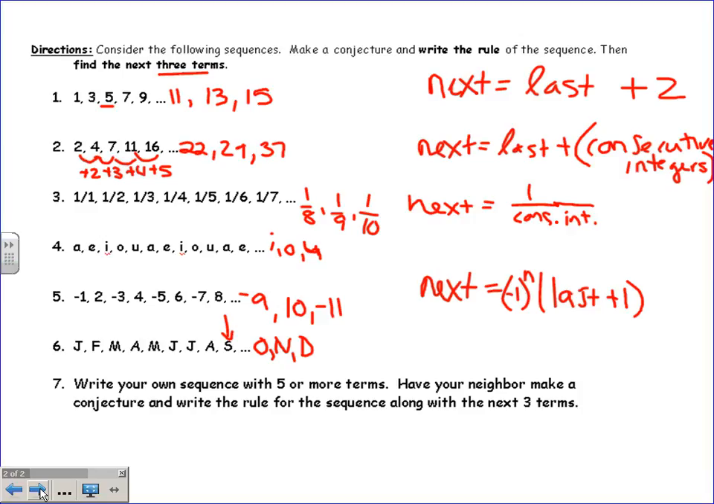Good. I'm smart. Wow. Write your own sequence. Write your own sequence of 5 or more terms. Everyone do this. It's complicated. Have your neighbor make a conjecture. Why don't you guys just take a little while to do this?